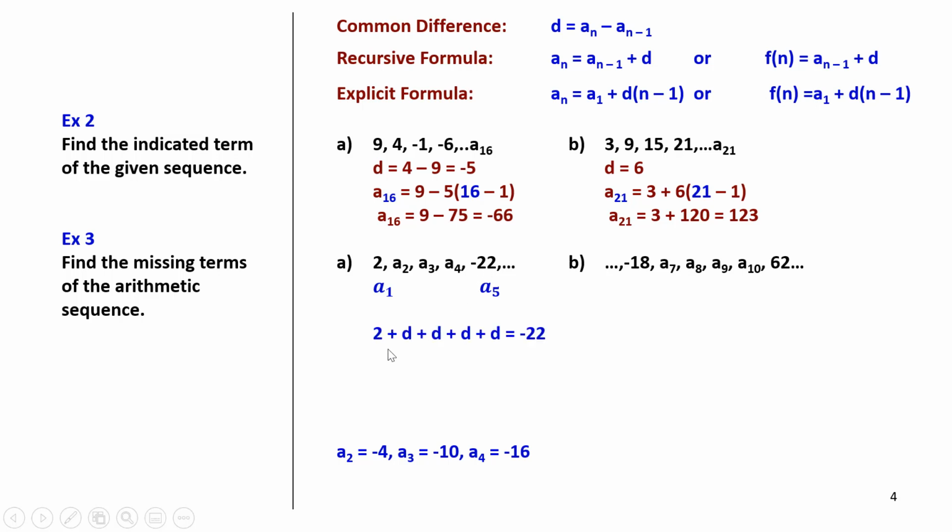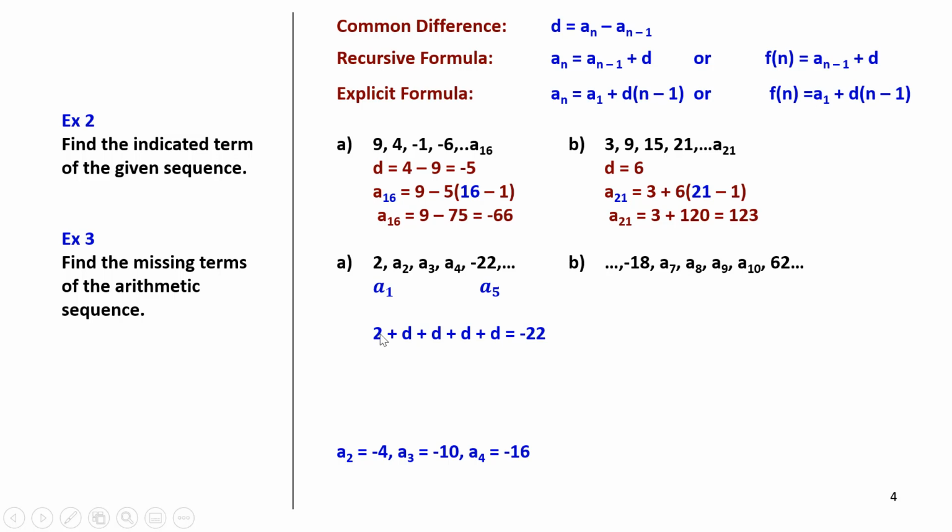I'm going to take my first term, a sub 1, and I'm going to add d once, twice, 3, 4 times. And when I do that, it has to equal negative 22. Hopefully that makes sense. Remember, keep in mind, if I add, or in this case, we know we're going to subtract, right? So let's say subtract 3. If I subtract 3, I would be here. That's once. If I subtract 3, I would be here. That's twice. 3 here, that's 3 times. And 3 here would be here.